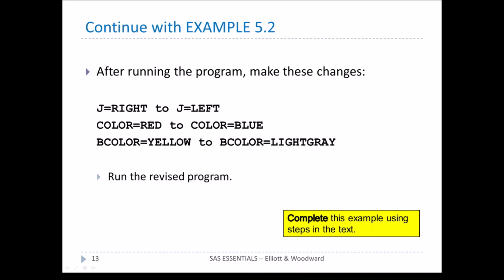After running the program and seeing how it turns out, go back to the editor and make these changes. Change the justification from right to left, color from red to blue, background from yellow to light gray, and whatever other changes you might want to make. Run the program just to see how it's pretty easy to change all the items there. There's some other things in the examples that you can do from the text. Encourage you to do those.